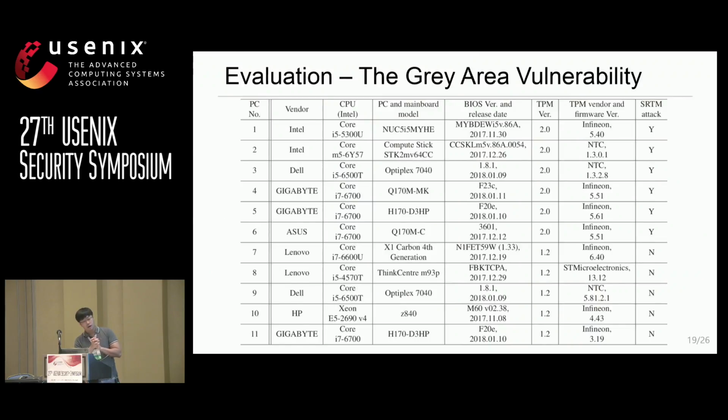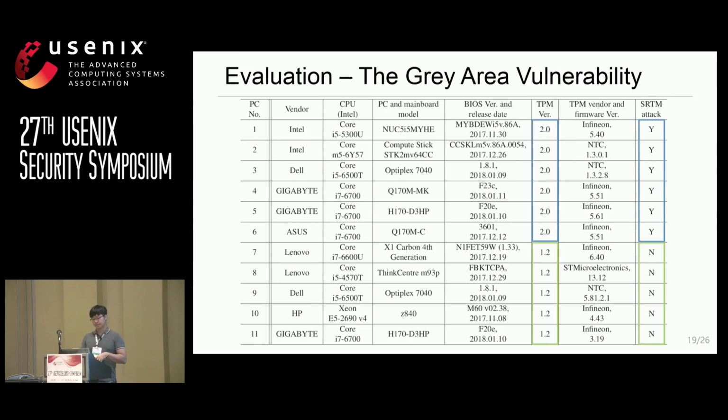This page shows a list of tested products, TPMs, and SRTM attack results. To check how many devices are affected by the vulnerabilities, we tested various products of 5 PC vendors, such as Intel, Dell, HP, Lenovo, Gigabyte, and Asus, including TPM 1.2 and TPM 2.0 with Ubuntu 16 version. According to our test result, all products with TPM 2.0 are vulnerable. Therefore, we could exploit the gray area vulnerability with them. The vendors of PCs and TPMs are not an important factor.